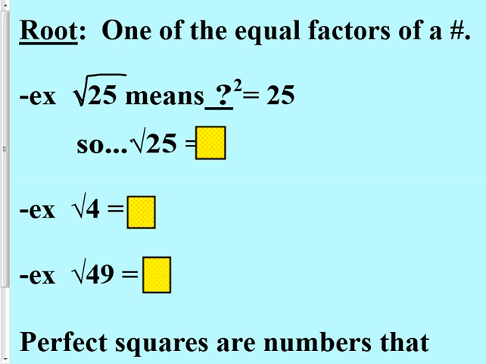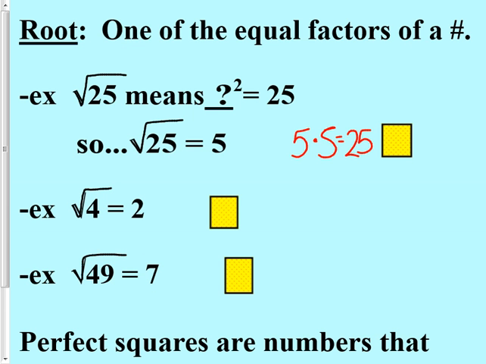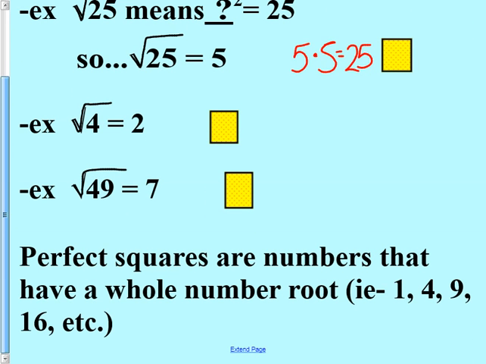And a lot of this just comes down to memorization. So what number times itself equals 25? Well, that number is 5. And it's 5 because 5 times 5 equals 25. That's why the square root is 5. So then if we're looking for the square root of 4, that means what number times itself equals 4? And that's going to be 2. The square root of 49. What number times itself equals 49? 7.